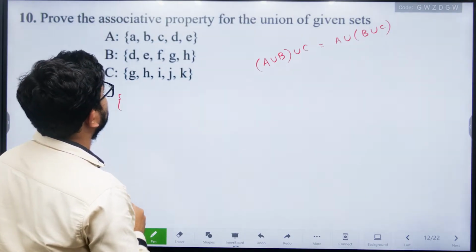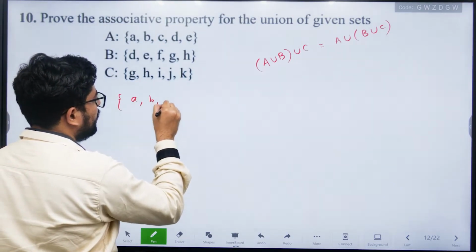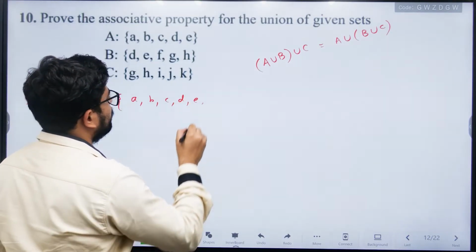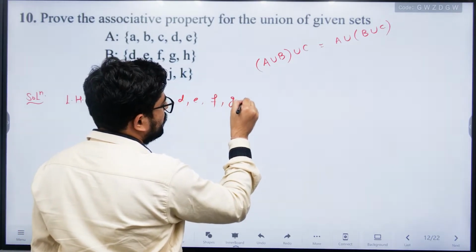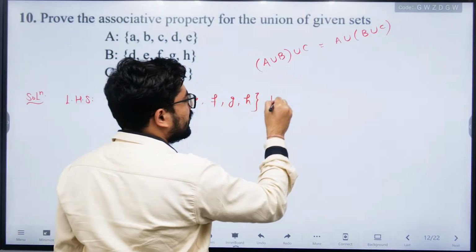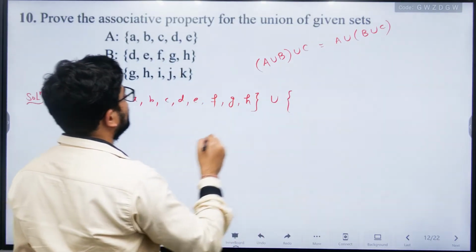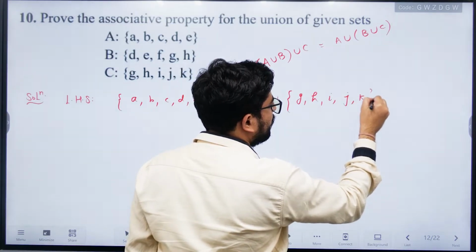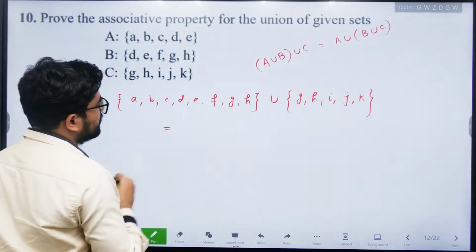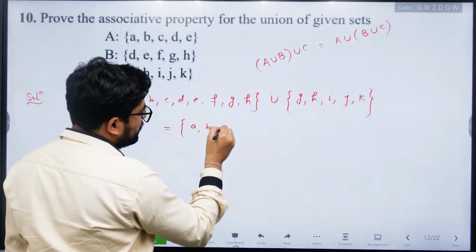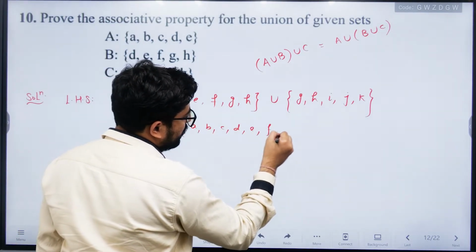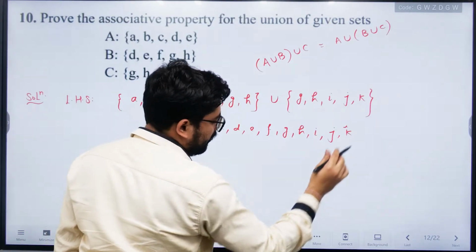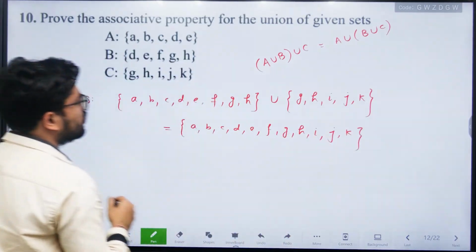A union B is A B C D E F G H. That is A union B. Now take union with C. So C is what? C is G H I J K. Okay, so if you simplify this, you will get what? A B C D E F G H I J and K. This is your left hand side.